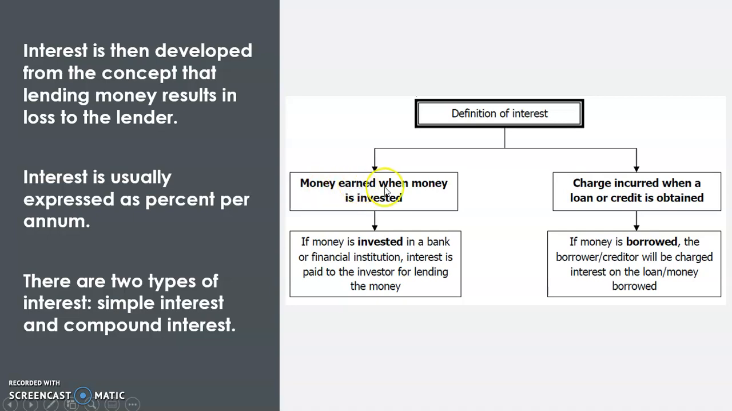So you can see here, definition of interest: money earned. Okay, you get the money when money is invested. What is invested is actually duit yang dilaburkan. If money is invested in a bank or financial institution, interest is paid to the investor for lending the money. And the other one is the charge incurred when a loan or credit is obtained. If money is borrowed, the borrower or creditor will be charged interest on the loan, or borrowed money.